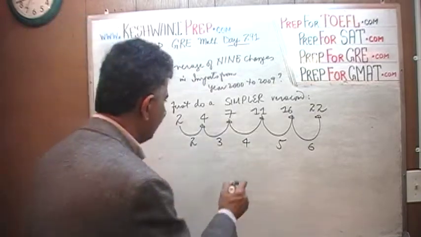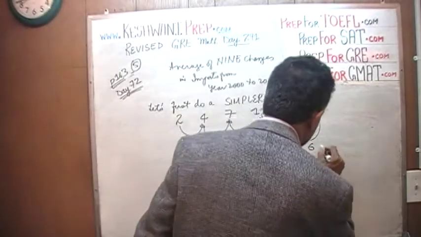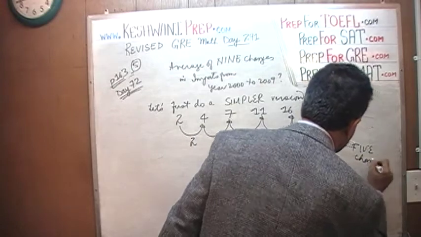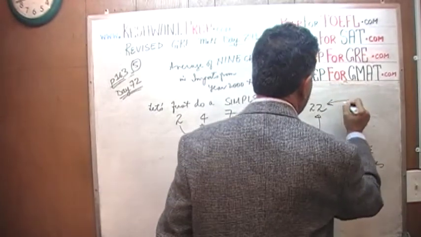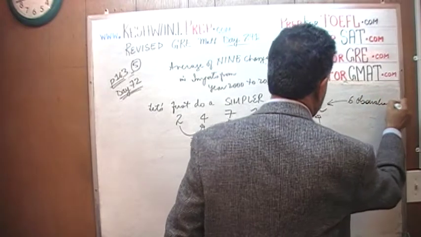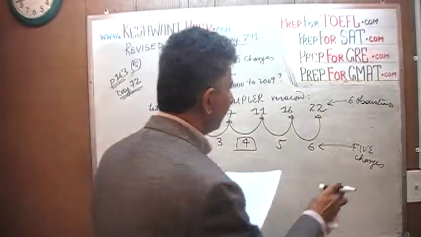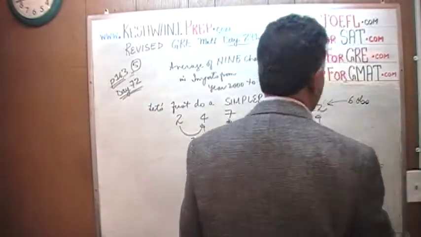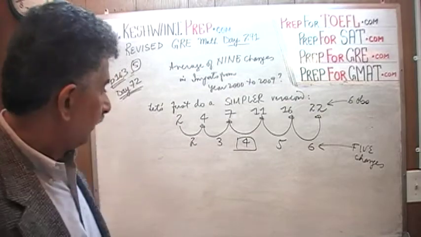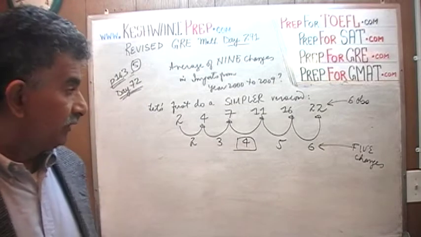Therefore, the average is going to be the middle. The average of these 5 changes. These are the 5 changes, and these are the 6 observations. I don't know why I have to write everything down and then I get sloppy. OBS is the abbreviation for observations. So now the average of the 5 changes here is 4.